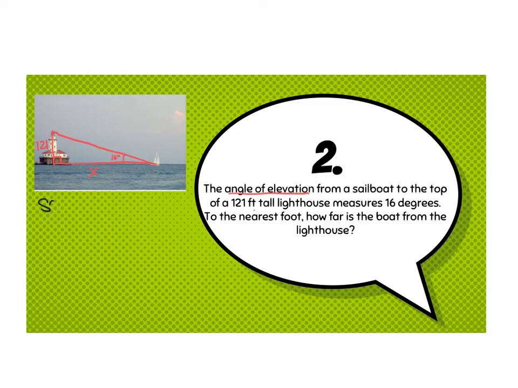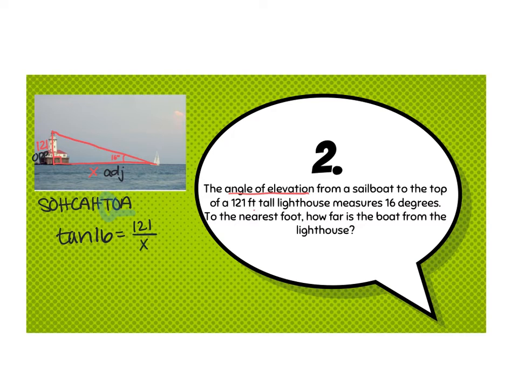We've got to remember SOHCAHTOA, and look at what we're given. So we have an angle measure. We have the opposite over the adjacent. So as I look at SOHCAHTOA, opposite and adjacent, we're going to be using tangent. So tangent of our angle, and we know our angle, so we can write it in, tangent of 16 equals opposite, which is 121, over our adjacent, which is x.